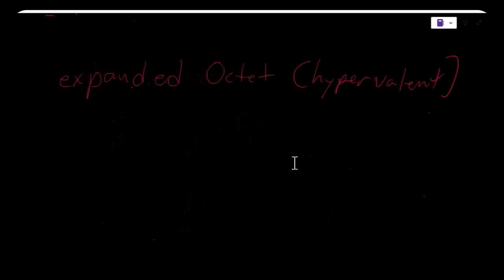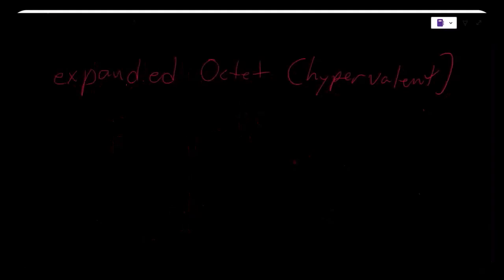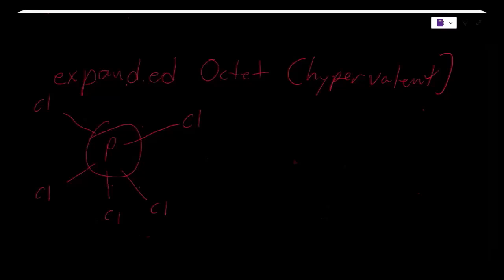So examples of expanded or hypervalent molecules would be phosphorus chloride, where there are 5 bonds to chlorine, and each bond would have 2 electrons, so this would add up to 10. So 2, 4, 6, 8, 10, and this obviously doesn't follow the octet rule because phosphorus has 10 valence electrons. Another common element that's used in compounds is sulfur, and this can have up to 12 valence electrons.